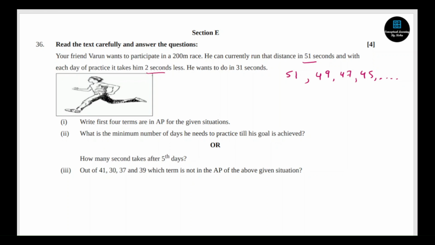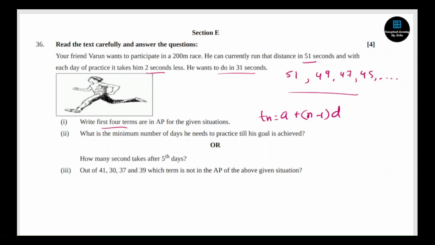Now the first 4 terms we have already written here. These are the first 4 terms of the AP for this situation. Now, what is the minimum number of days he needs to practice till his goal is achieved? He wants to achieve this goal of 31 seconds. So this is the nth term, right? We have the formula Tn equals a plus (n minus 1) into d.